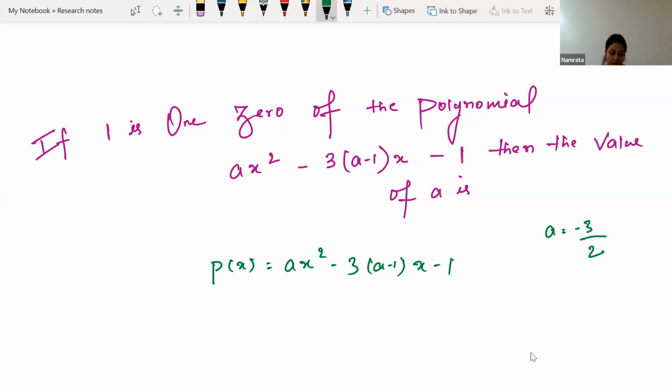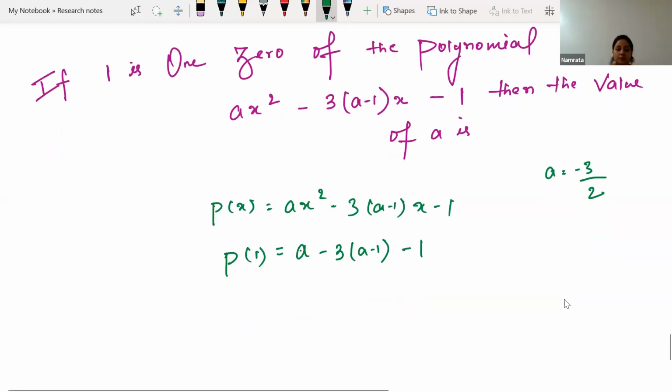Now in this polynomial, what you have done? Just put the value of 1 in place of x. So we ended up getting p of 1, that is a minus 3 times a minus 1 minus 1, right? Yes.